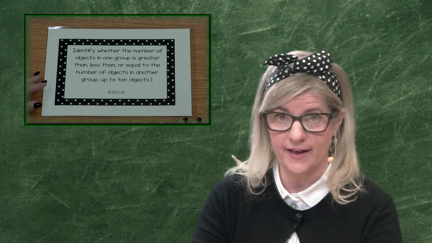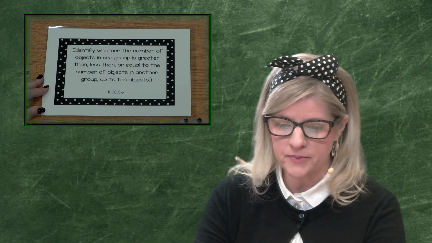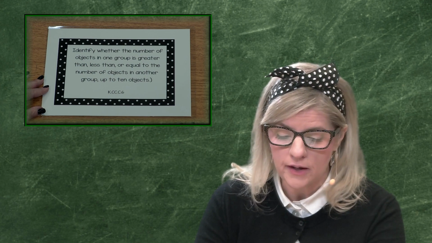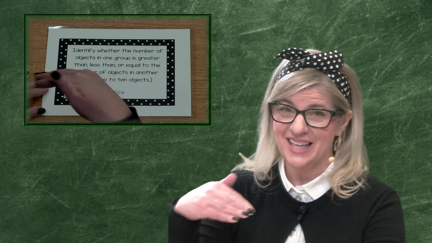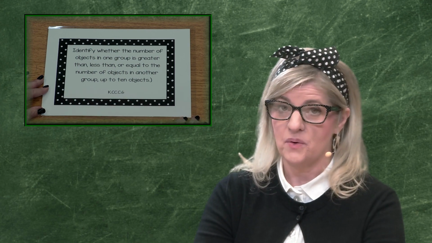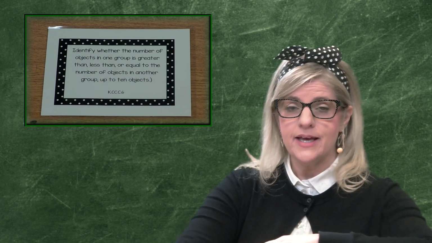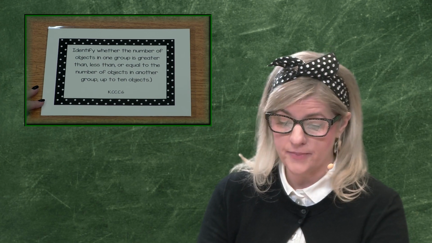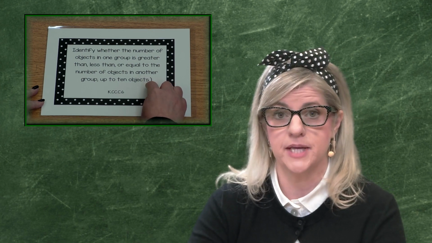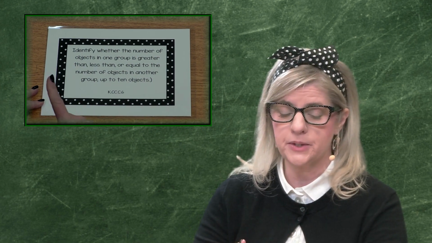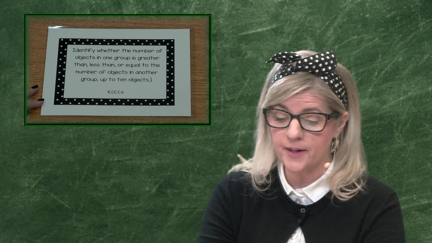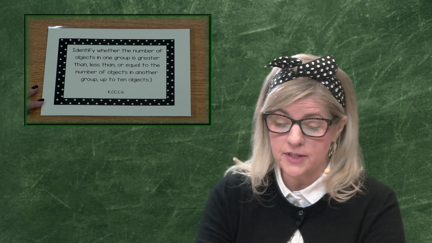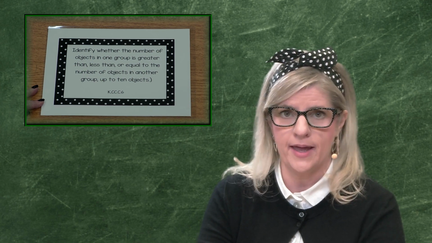Our standard says, identify whether the number of objects in one group is greater, which means more, or less than, which means less or a little bit, or equal. Remember our equal sign? If something is equal, it means it is the same to the number of objects in another group up to 10 objects. So let's read that really quick this time. Identify whether the number of objects in one group is greater than, less than, or equal to the number of objects in another group up to 10 objects.